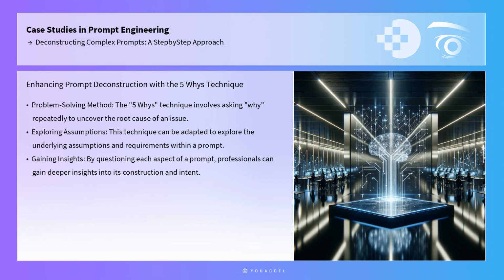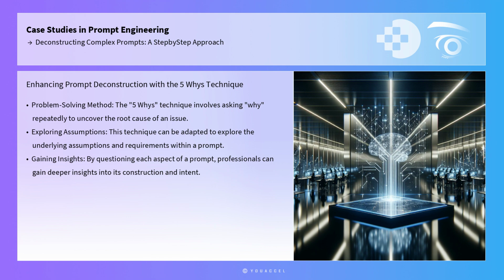Another practical tool that enhances the deconstruction of complex prompts is the 5 whys technique, a problem-solving method that involves asking why repeatedly to uncover the root cause of an issue. In prompt engineering, this technique can be adapted to explore the underlying assumptions and requirements within a prompt. By questioning each aspect of a prompt, professionals can gain deeper insights into its construction and intent.